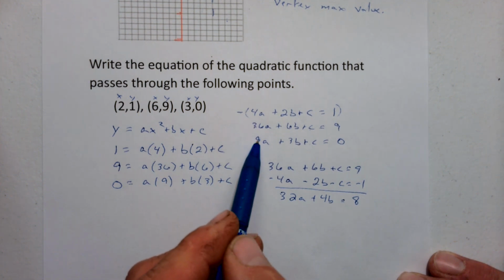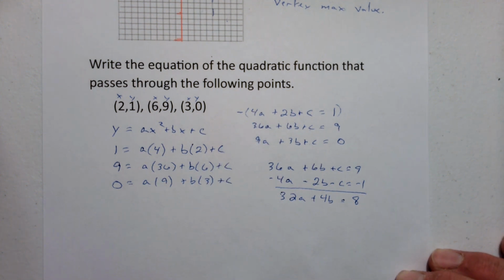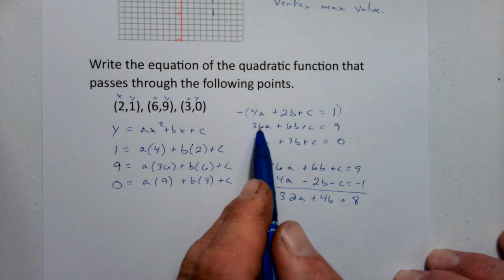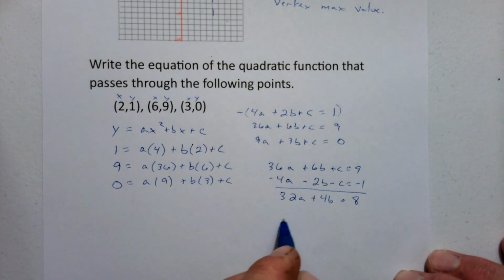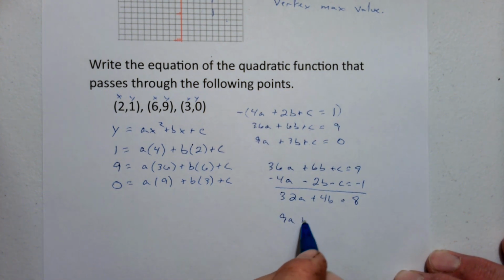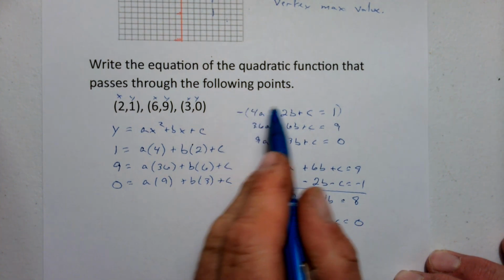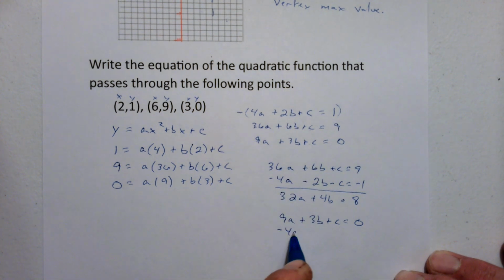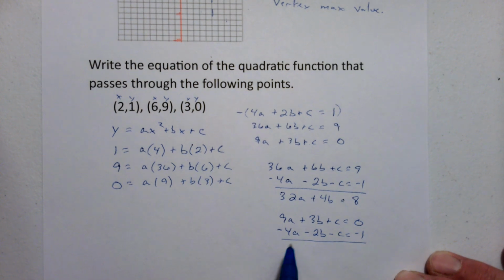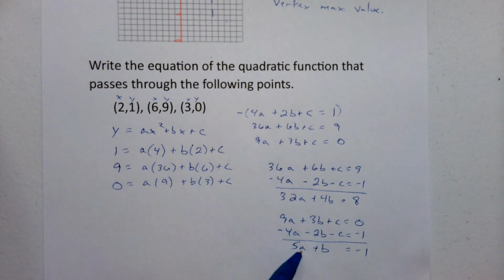I'm going to do the same thing for my second 2, or I could do the first and the third. Doesn't matter which one we do. Actually, the first and third would be easier because we have a smaller number, don't we? So I'm going to take my 9a plus 3b plus c equals 0. Multiply again my negative through to eliminate my c's. So I get -4a minus 2b minus c equals -1. So here I have 5a plus b, c's cancel, equals -1.